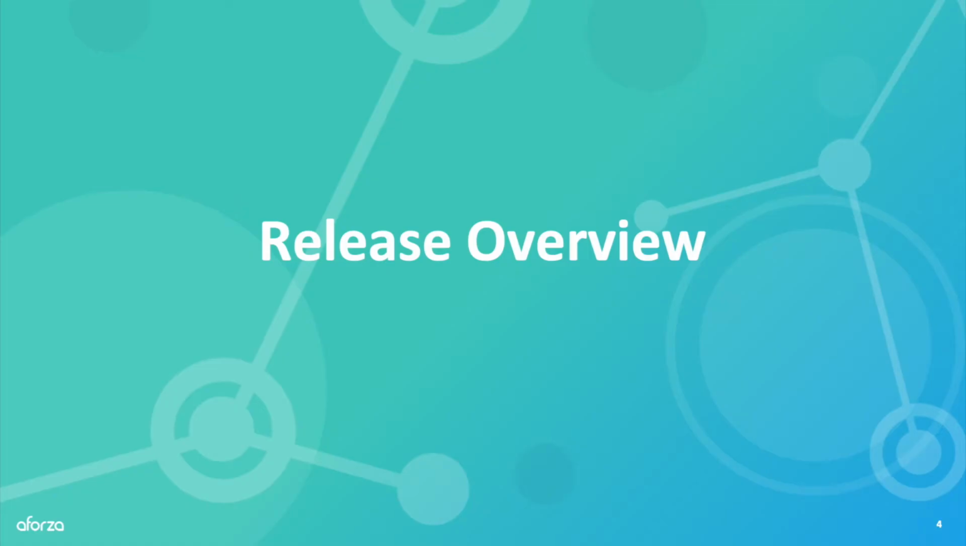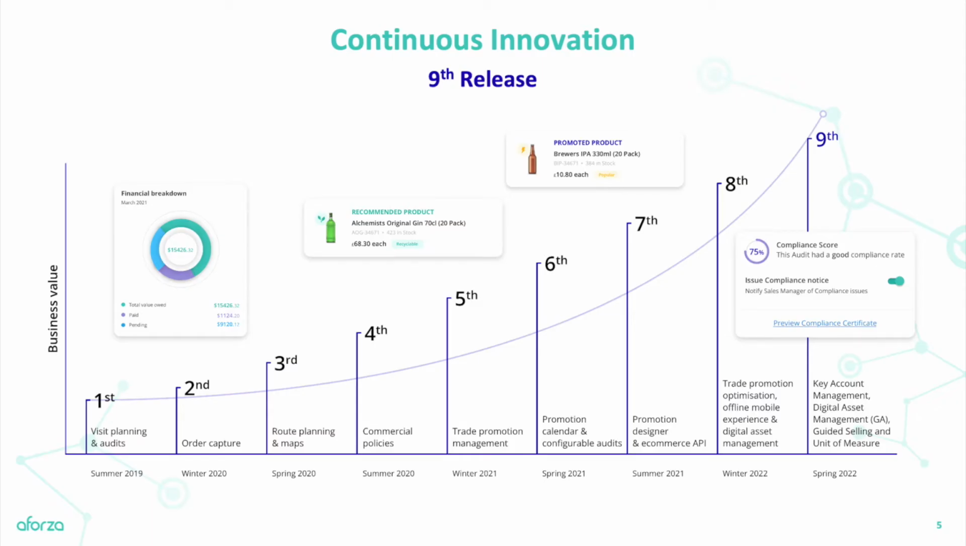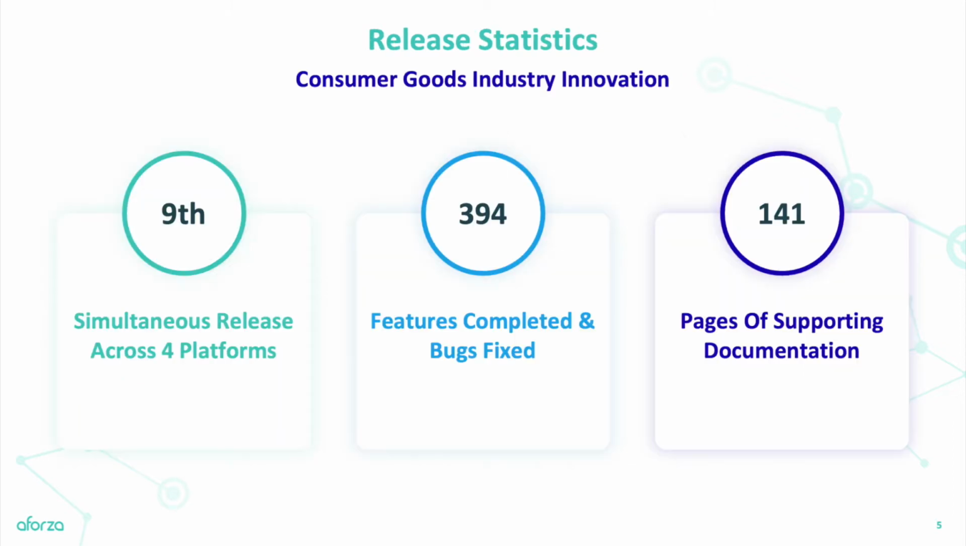Let me go through an overview of what we've done in this release. This is our 9th release that we've managed to release simultaneously across the 4 platforms of Salesforce, Google, and then Android and iOS. We've introduced roughly 400 new features or fixed bugs that you raised with us. And these features, again, are being driven 100% by what our customers are looking for and by our strategic vision on how we want to move the consumer goods industry forward and provide you with that competitive advantage when you go to market.